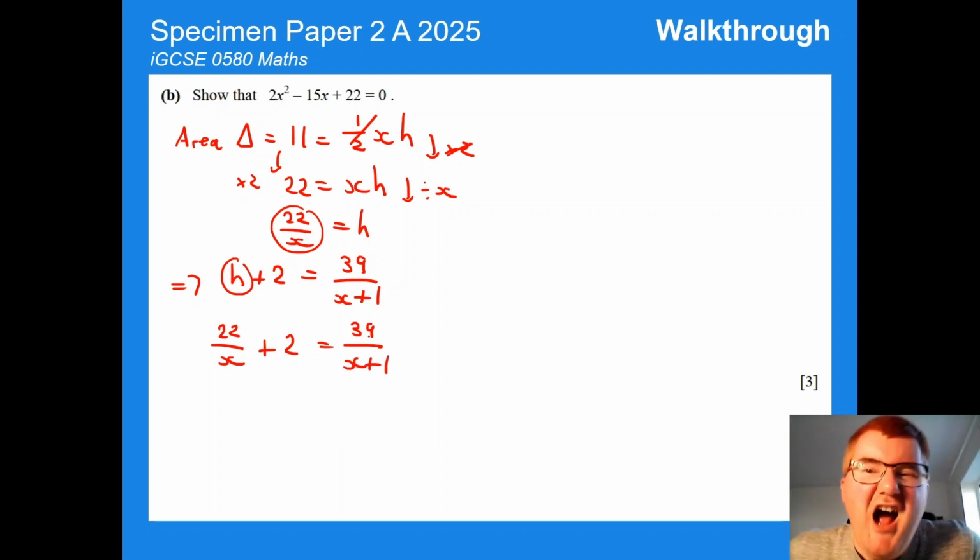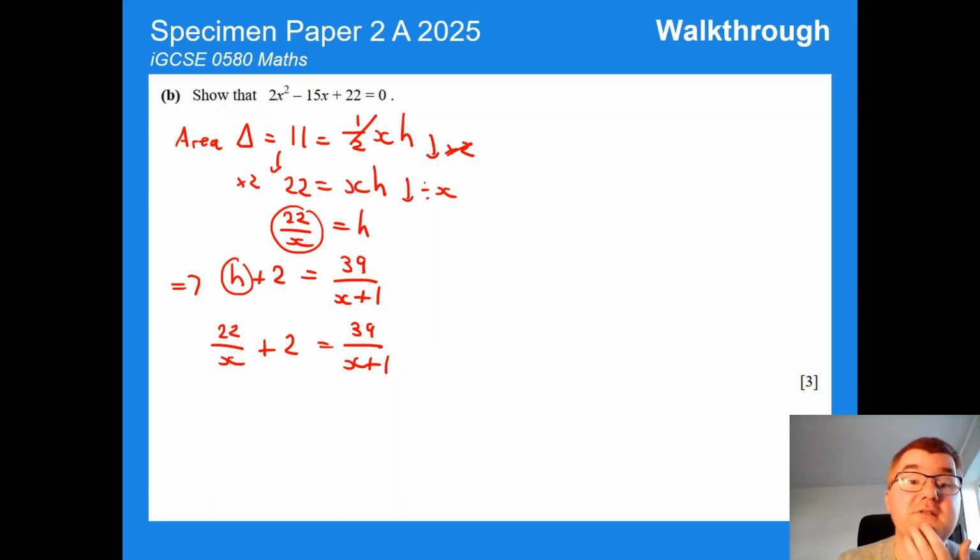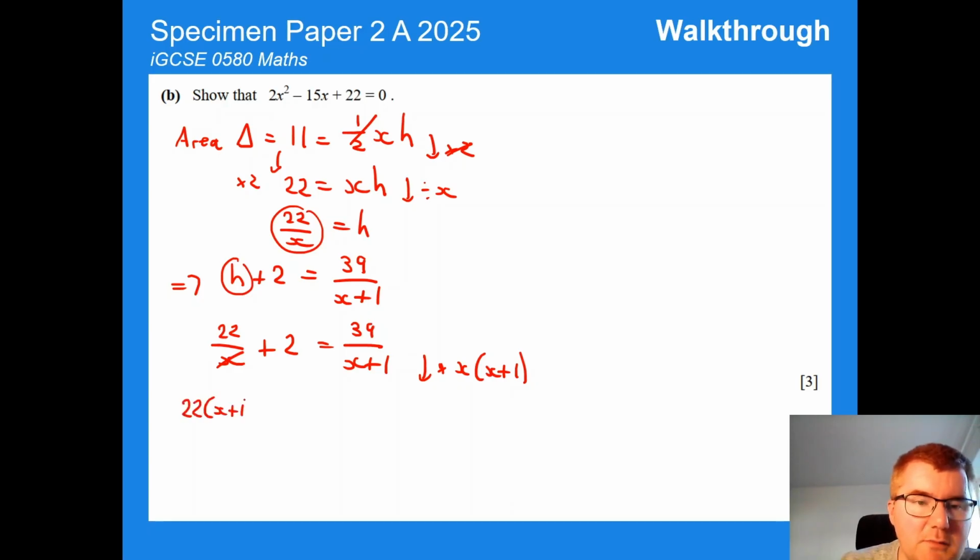Okay, this is kind of an ugly equation at this point, but we can certainly do some things to make this tidy. The first thing I'm going to do here is multiply all sides of this equation by x and x plus 1. Let's see what happens. If I multiply by x, this cancels, but I'm still multiplying by x plus 1, so this gives me 22 times x plus 1. The 2 I'm multiplying by this directly, so 2x brackets x plus 1. And if I multiply this part by x plus 1, this part cancels, but I'm still left with the x, so 39x. Now we've got into something that we can work with.